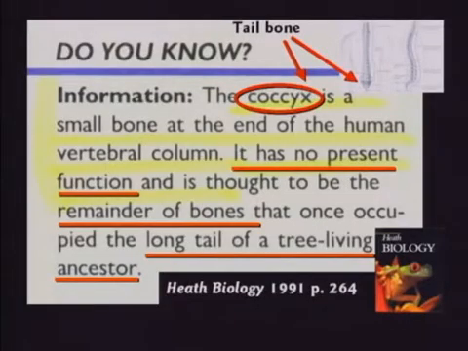This textbook says the coccyx, the tailbone, is a small bone at the end of the human vertebral column. It has no present function, and is thought to be the remainder of bones that once occupied the long tail of a tree-living ancestor. They told me when I was a kid, man used to have a tail, but he lost it because he didn't need it. That was the teaching that started me believing in evolution when I was about 9 years old.